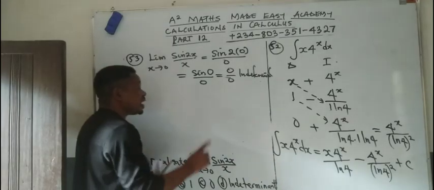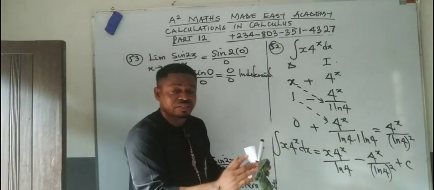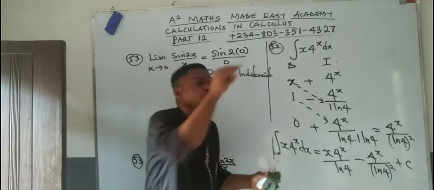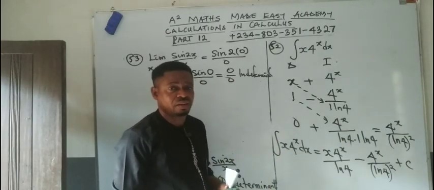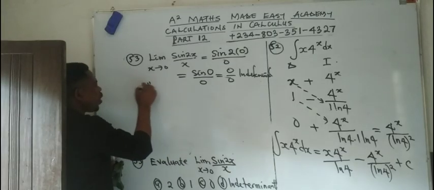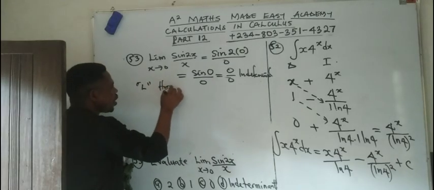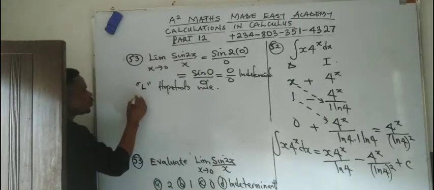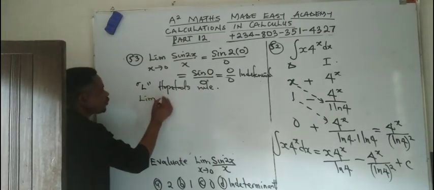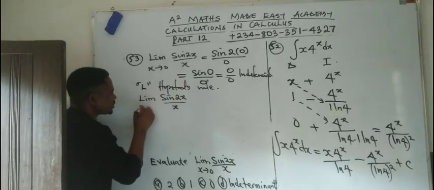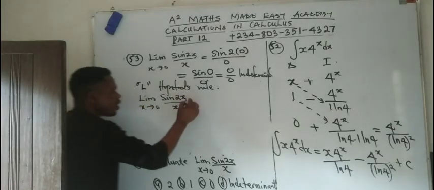I've made myself clear. Anytime you are solving a limiting process and the result is 0 over 0, at that stage it is indeterminate. But you must solve further, using what we call L'Hopital's rule. What did I say? L'Hopital's rule. So which means I will bring the question again: limit of sine 2x over x, as x approaches 0.